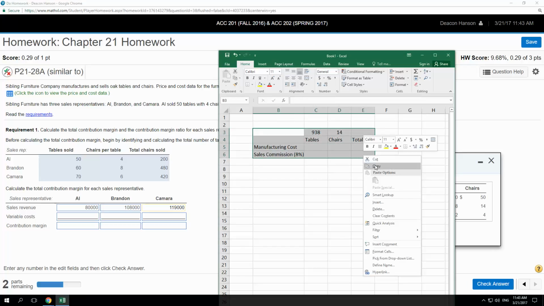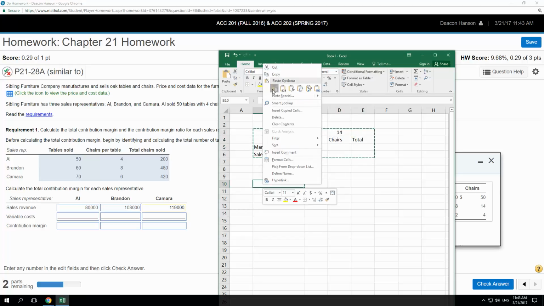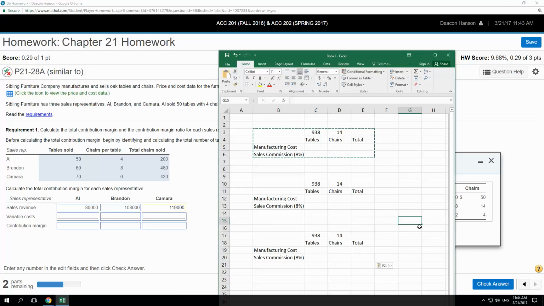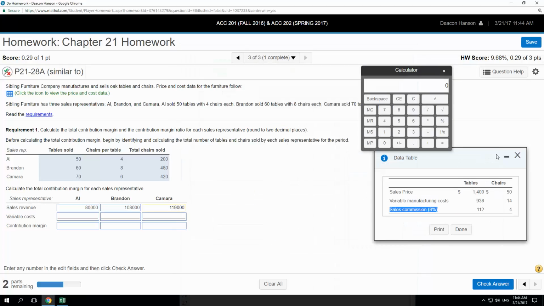Okay, so you would probably do this for each person. So you might have one for Al, Brandon, and Kamara. And then you probably want to have their revenue in there too, right? So you can work off of that. We don't have it broken down for Al, which we should have, so we might go back and do that anyway. It's becoming a little more involved than we initially thought we could get away with.